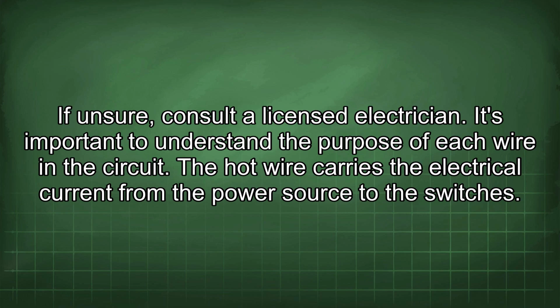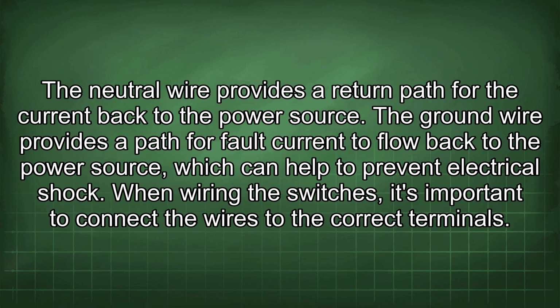It's important to understand the purpose of each wire in the circuit. The hot wire carries the electrical current from the power source to the switches. The neutral wire provides a return path for the current back to the power source. The ground wire provides a path for fault current to flow back to the power source, which can help to prevent electrical shock.